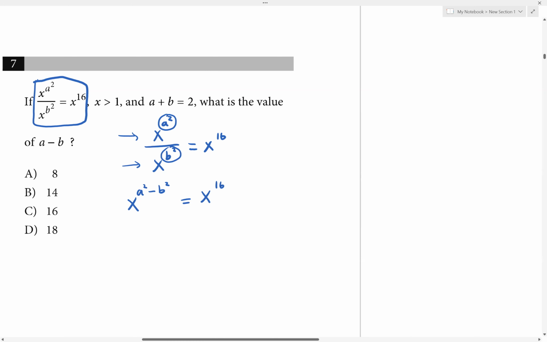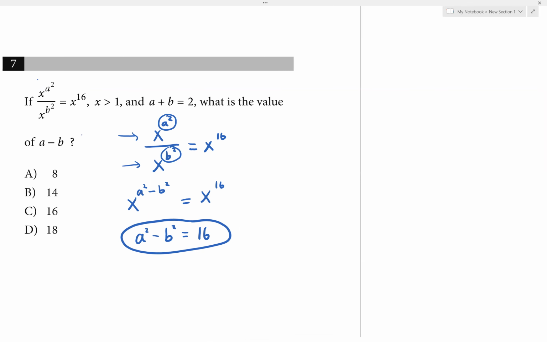And then since they both have the same base, x, if they're equal to each other, then we know their exponents have to be equivalent to each other as well. So we can just say a squared minus b squared equals 16. So we pretty much just ignore the x, and you can set the exponents equal to each other. That's what we actually get out of the first equation. So we know a squared minus b squared equals 16.